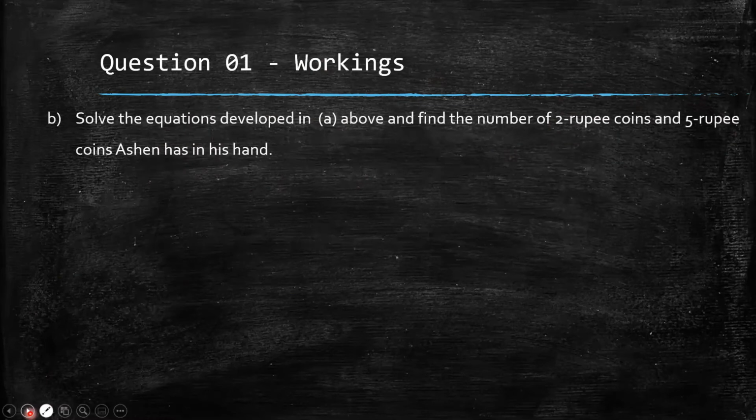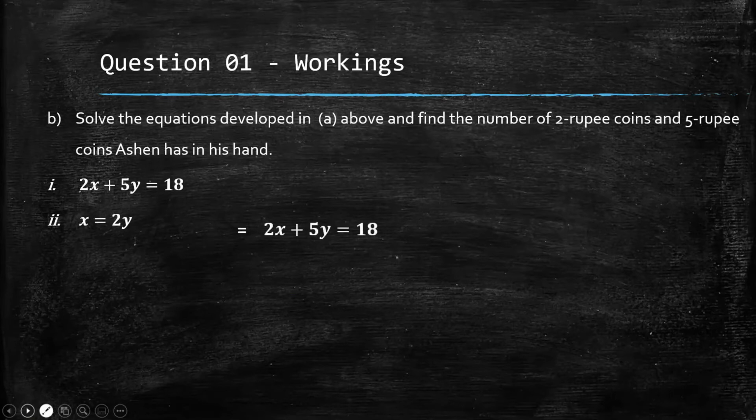Now it says to solve those two equations. So I'll write down my two simultaneous equations. I'll take my first equation, which is 2x plus 5y equal to 80. And from the second equation, I know x is equal to 2y. So you can replace the value of x in your first equation by 2y.